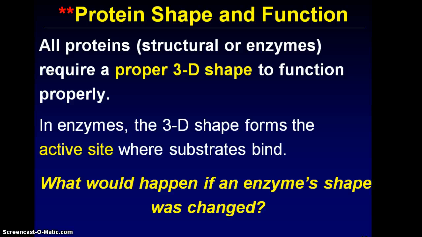So, protein shape and function. As we've seen, all proteins have this tertiary three-dimensional shape, and it's important for them in order to function properly. The importance of the 3D shape of the enzyme is that it is involved in forming the active site. If that shape changes so that it's no longer the same shape, then the substrate cannot bind to the active site of the enzyme, and the function of this enzyme will be lost.